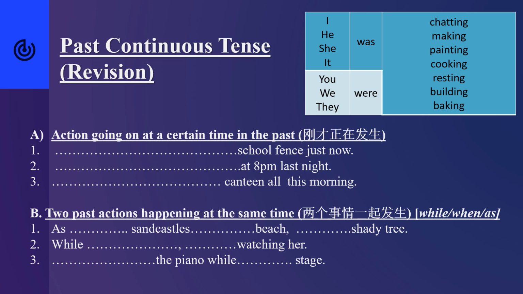Okay, so this is what we have learned so far. Past continuous tense to show A, action going on at a certain time in the past, and B, two past actions happening at the same time. Right, so once you're finished, we'll move on to the next slide. But let me remind you, 记得哈，等下这一面呢就要拍给我，然后才读这个句子出来。Okay, all right.